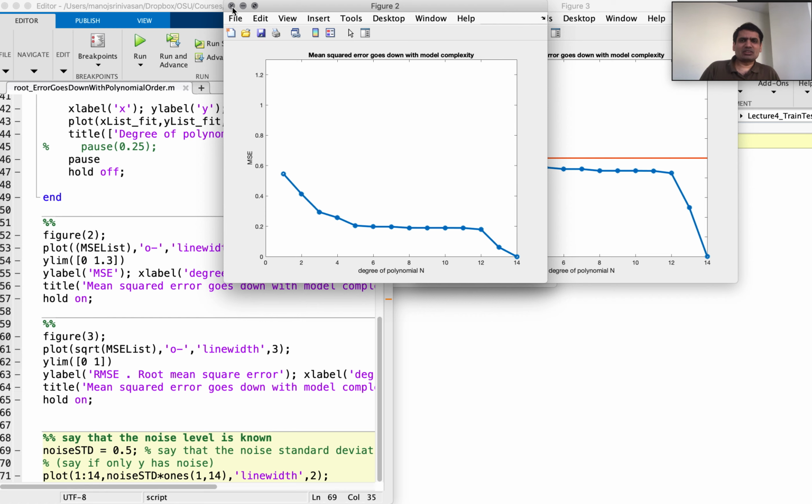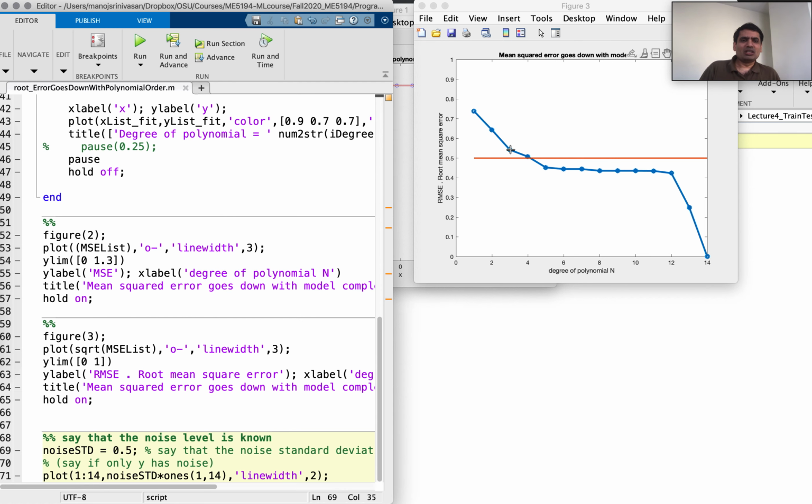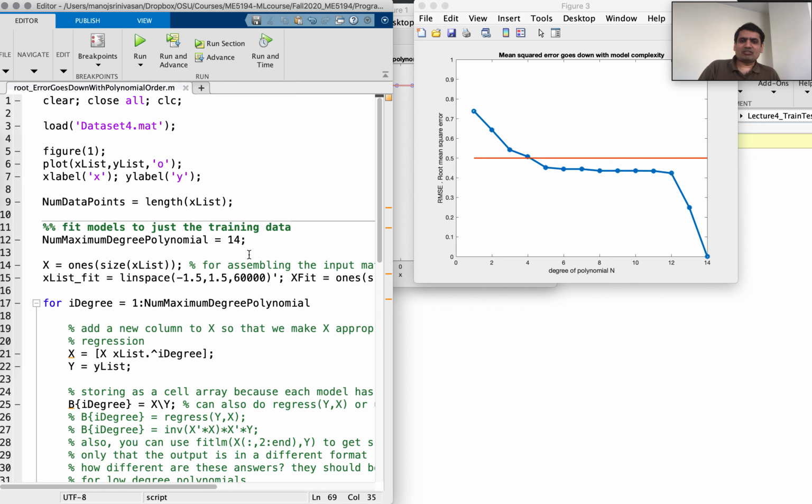It so happens that secretly I used a third order polynomial to generate this data with noise standard deviation equal to 0.5. But because it's a noisy process, you won't get exactly the right answer. Of course, if we had much more data, thousands of data points instead of 15, then this process would work pretty well, right? You would get much closer to a third degree polynomial.